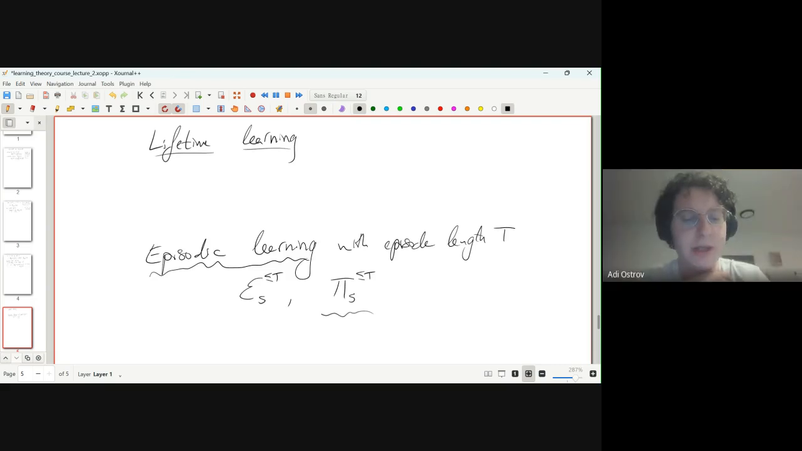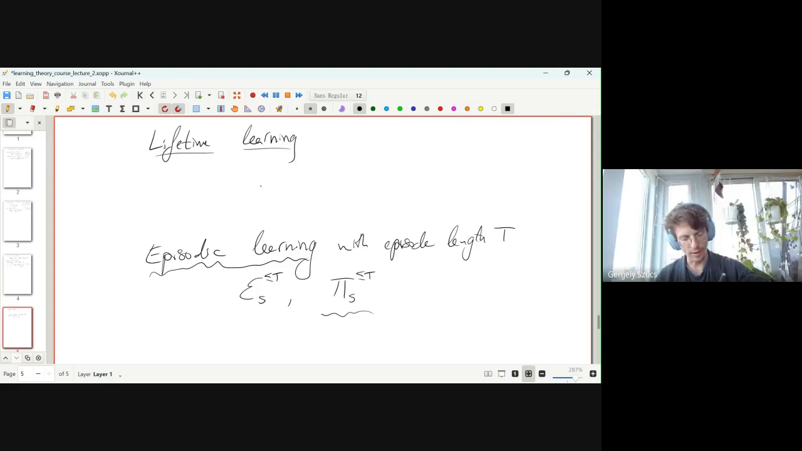Can you repeat the last part? So basically, in lifetime learning, you can imagine you get an observation, action, and it keeps going forever. And then the policy just needs to figure out what to do on the fly. So there are no resets. That's really one way to characterize it.